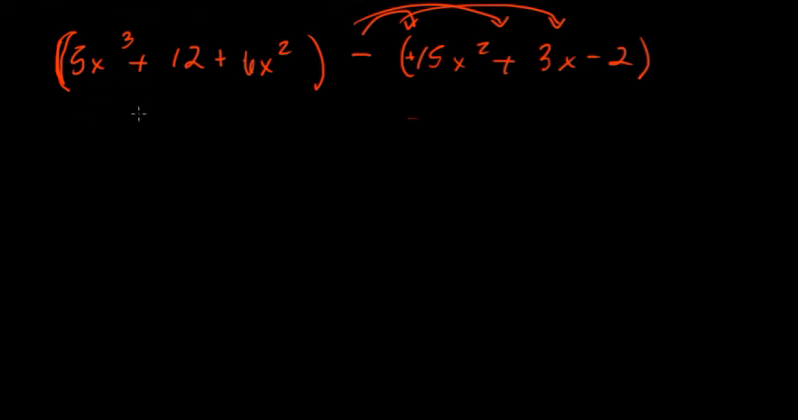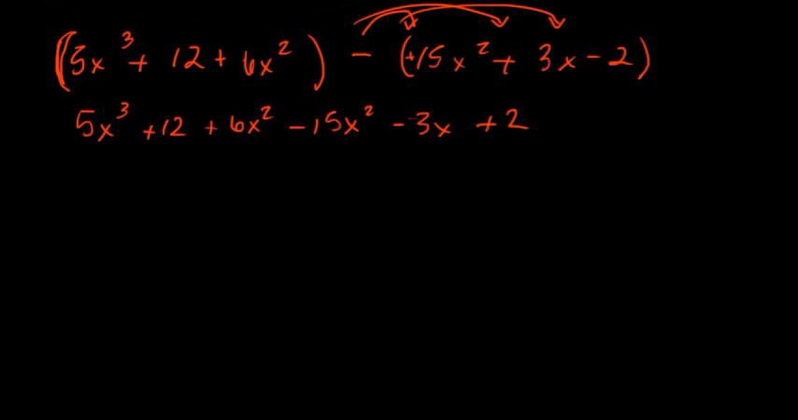So let's go ahead and take out these parentheses now that we've distributed those signs. We have a 5x cubed plus 12 plus 6x squared. Now this is going to be a minus 15x squared because we distribute that minus sign to a positive sign. And then this is a positive sign, so it'll change to a minus 3x. And then this is a minus, so it'll change to a positive 2. Now let's go ahead and add these.